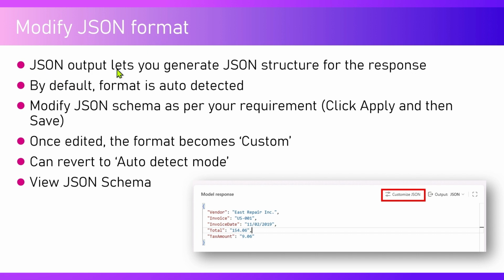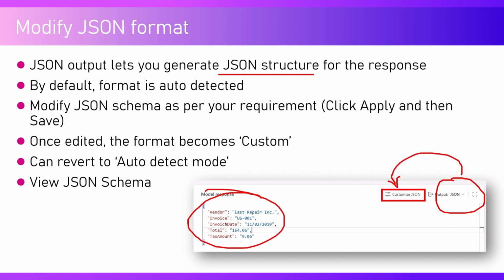Now, JSON output lets you generate the JSON structure for the response. So whenever you provide a prompt, it will give you an output either in the form of JSON, text, or a document. If you select JSON as a format, you have an option to customize this JSON. So you can play around with this JSON. By default, the format is auto detected. Now you can modify the JSON schema as per your requirement.